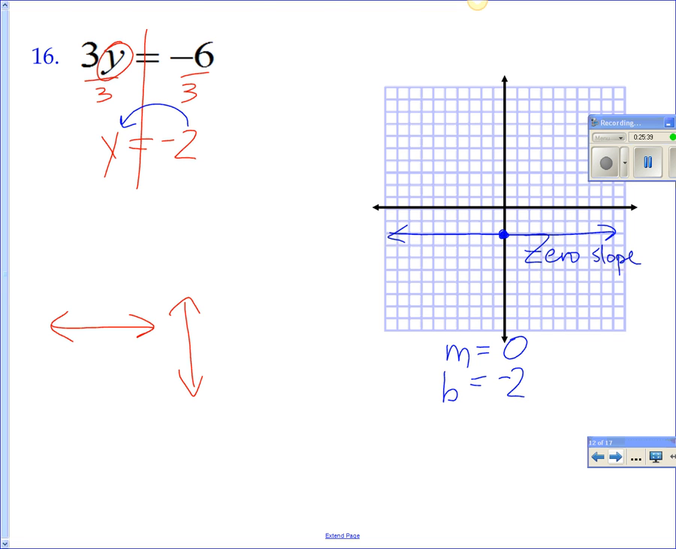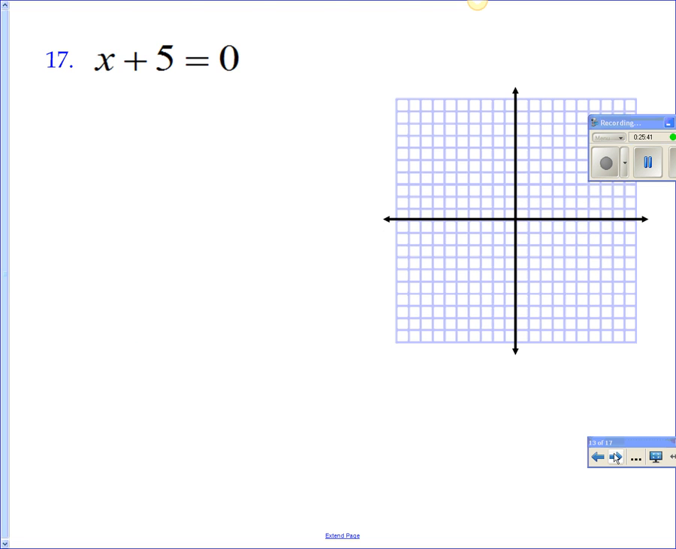All right. Number 17. What do you notice first off about this one? No Y. All right. -2. Okay, so I'm going to draw my line, but I can't circle Y. There isn't one. So on this one, you have to get X by itself. It's the only one, okay, because there's no Y. What do I need to do to get X by itself? Then what? -5. So X equals -5 because 0 minus 5 is -5.